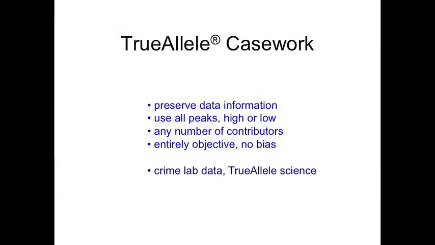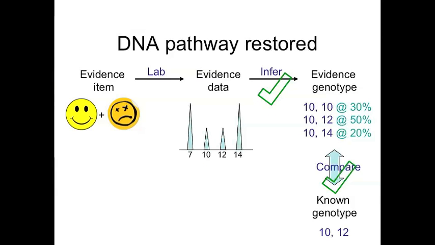It can handle any number of contributors. We've validated up to 5, but the technology goes up to any number. And it's completely objective. There's no chance of bias. How can it be biased if it never saw what the answer was supposed to be? And it's documented in how it ran. And so with excellent crime lab data, like we have in Allegheny County, and a good genotyping science with TrueAllele, the DNA pathway is restored.